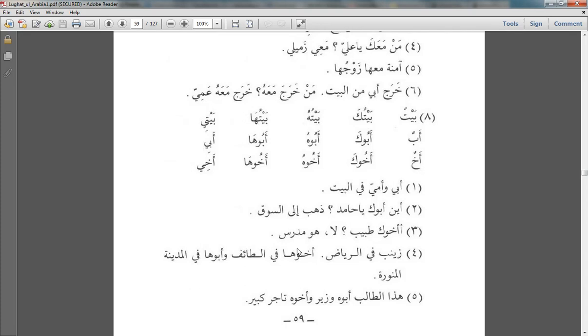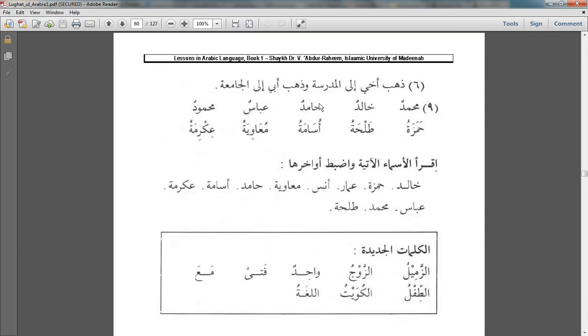زينب في الرياض. Zainab is in Riyadh. أخوها في الطائف وأبوها في المدينة المنورة. Her brother is in Ta'if. أخوها, her brother. We have the waw in the middle. وأبوها, and her father is in Medina Munawwara. هذا الطالب أبوه وزير وأخوه تاجر كبير. This student, his father is a minister and his brother is a big merchant. ذهب أخي إلى المدرسة وذهب أبي إلى الجامعة. My brother went to school and my father went to the university.